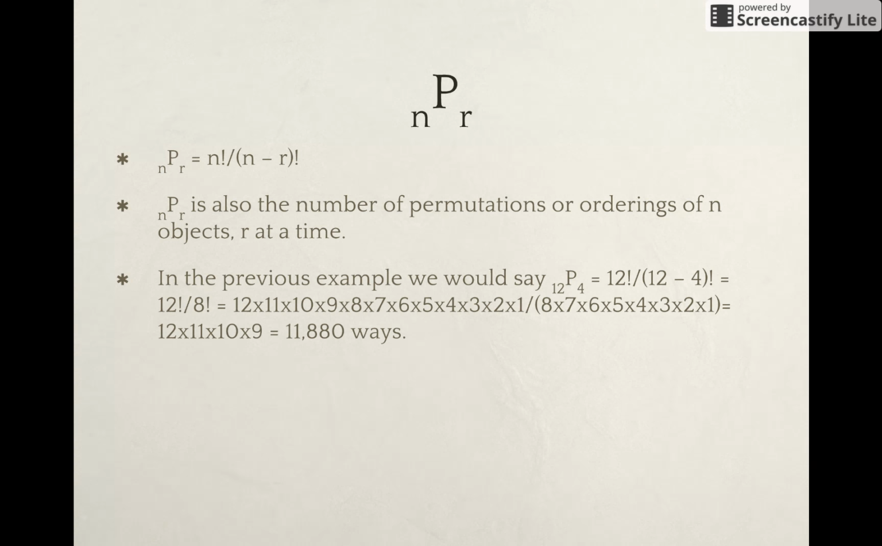Executing the definition of nPr, we end up with 12 factorial over 12 minus 4 factorial. And cleaning that up and so on, you'll notice that we end up doing this exact same calculation as we did when we just used the fundamental counting principle.